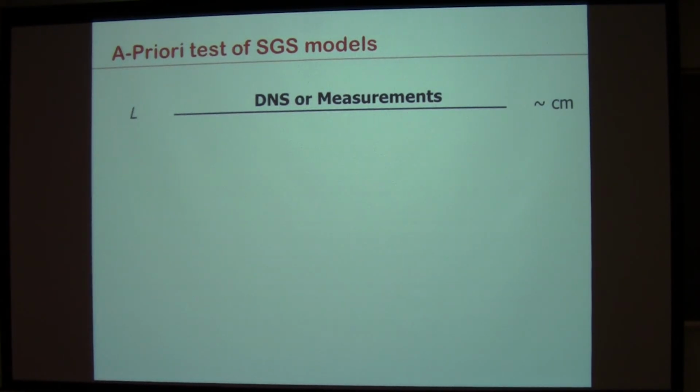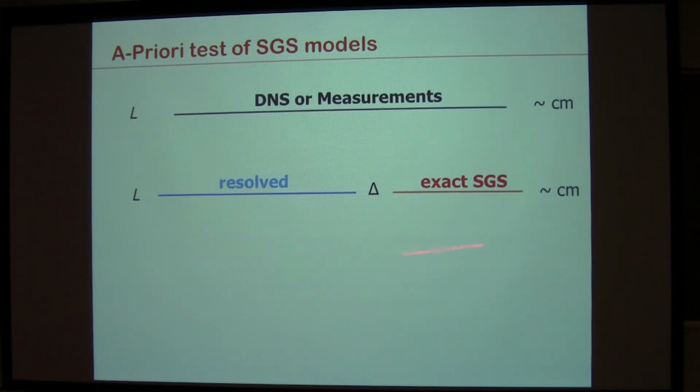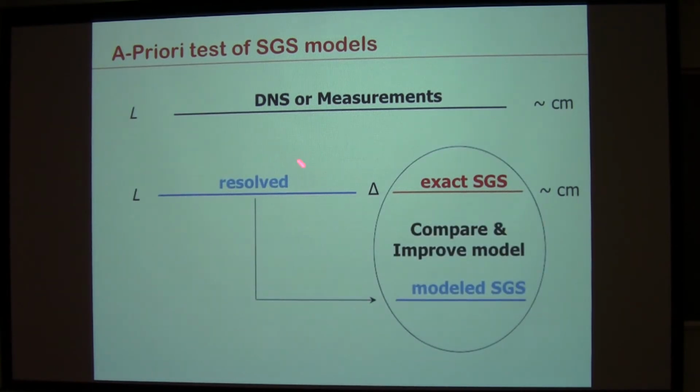Just a quick overview, the way we develop these subgrid scale models for LES, or the way we test them, one approach is the so-called a priori approach, which is basically you take DNS or measurements, you artificially filter them into resolved, LES resolved and exact subgrid scales. And then you see how a given model would basically use these resolved scales to produce modeled subgrid scales. And now you can compare the exact and modeled subgrid scales, and you can see if you can improve or throw the model away and bring a new one.